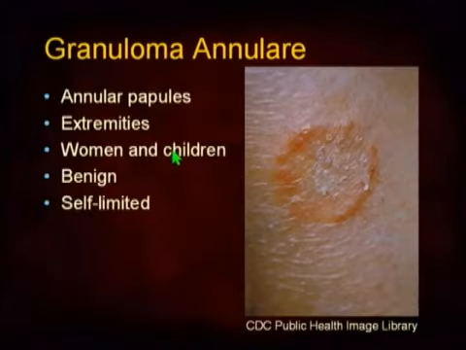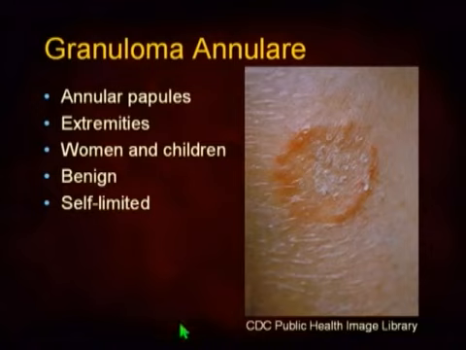Another round lesion is granuloma annulare. This is characterized by annular flesh-colored or sometimes a little bit hyperpigmented papules. Classically, a group of papules develop and coalesce into this round lesion, and there's usually clearing in the center. It looks completely normal through there.